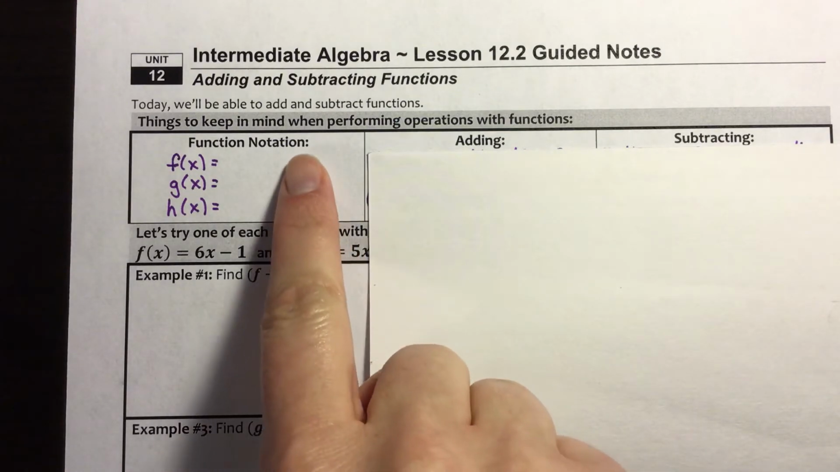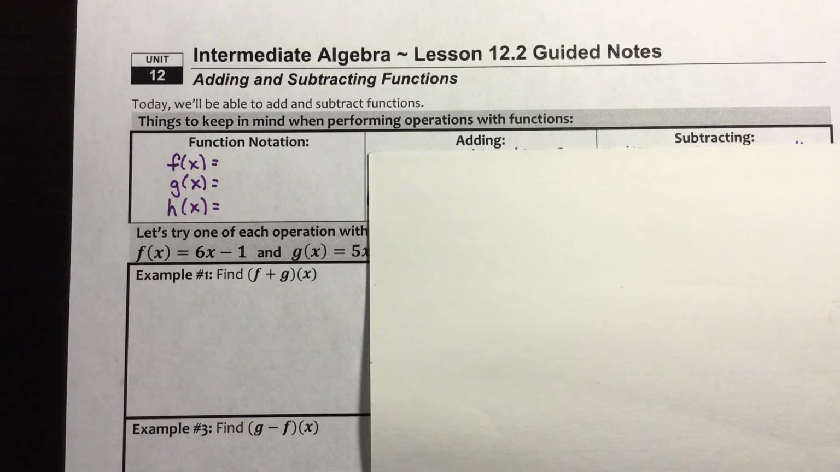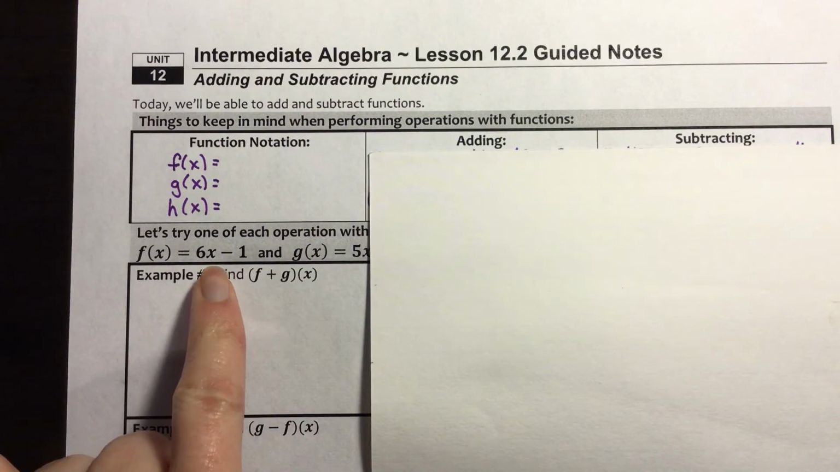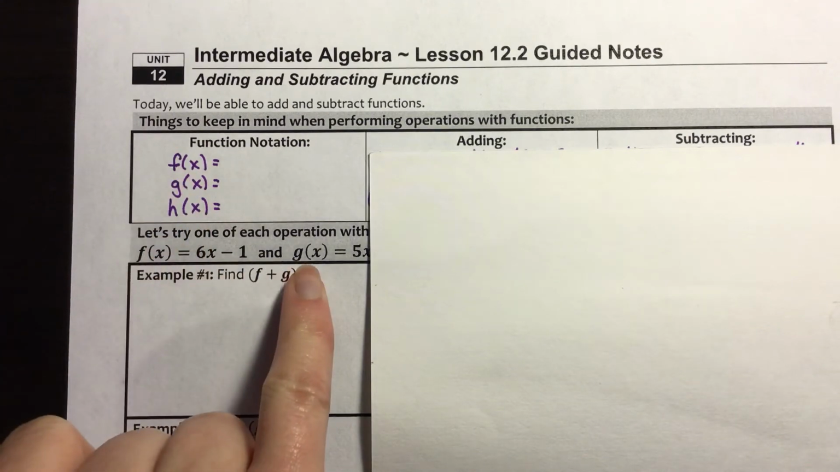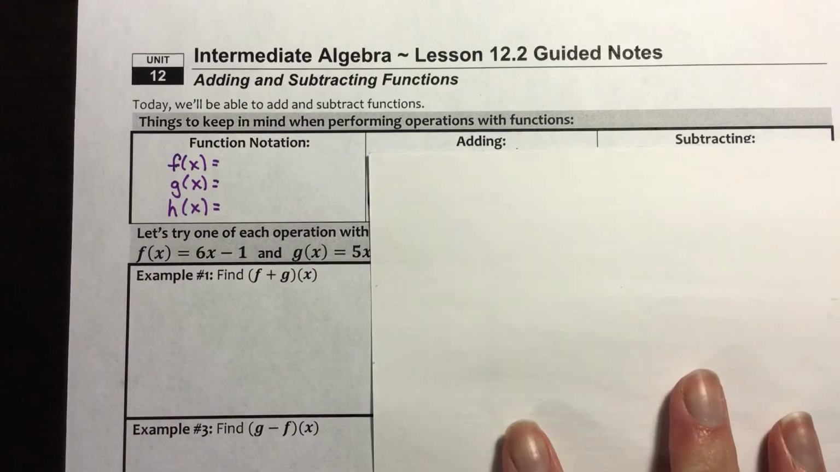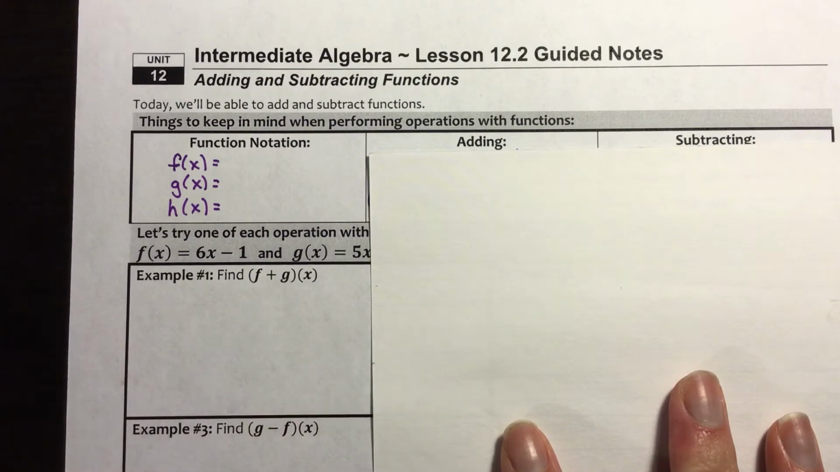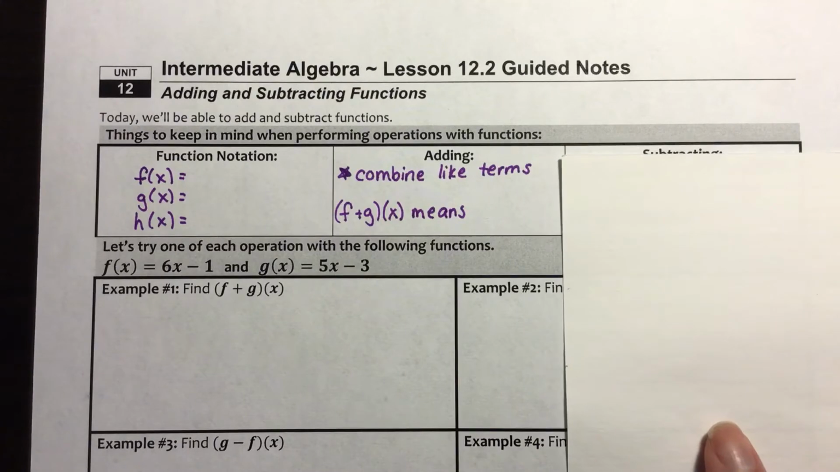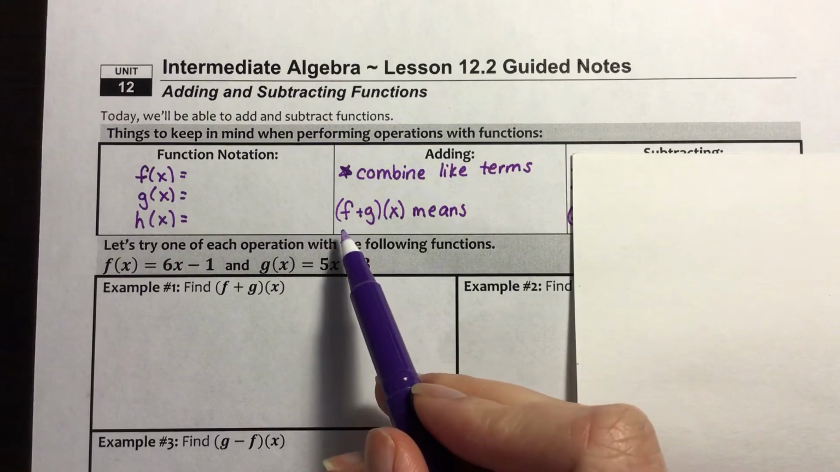Okay, so function notation, that reminder, f of x, g of x, and h of x, just say which function we're talking about. So it directs your eye to the correct function. When there is a plus inside your problem, like this f plus g of x, what that means is that you are adding. And when you add, you combine like terms. Okay. So the notation may look a little bit weird.